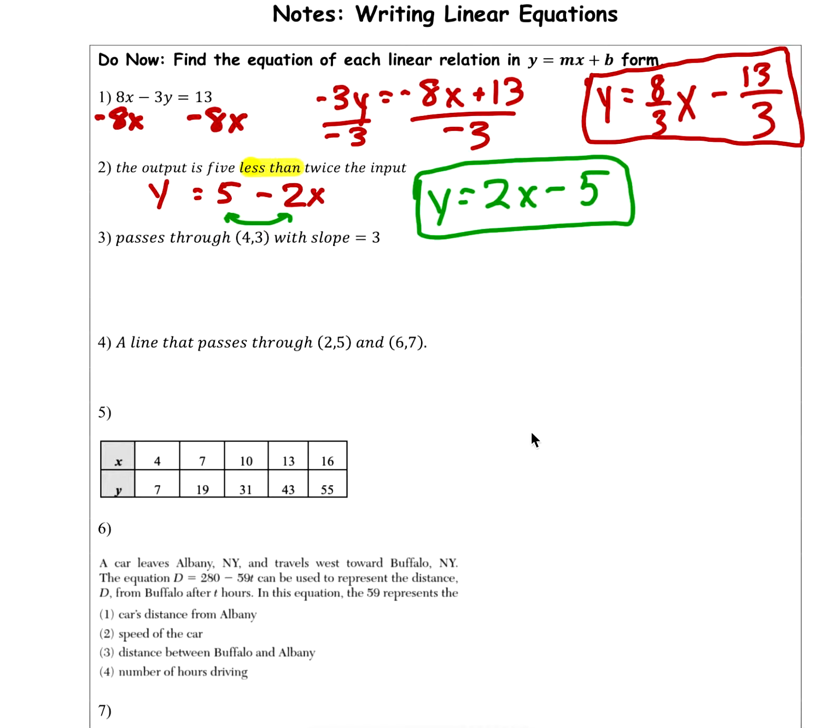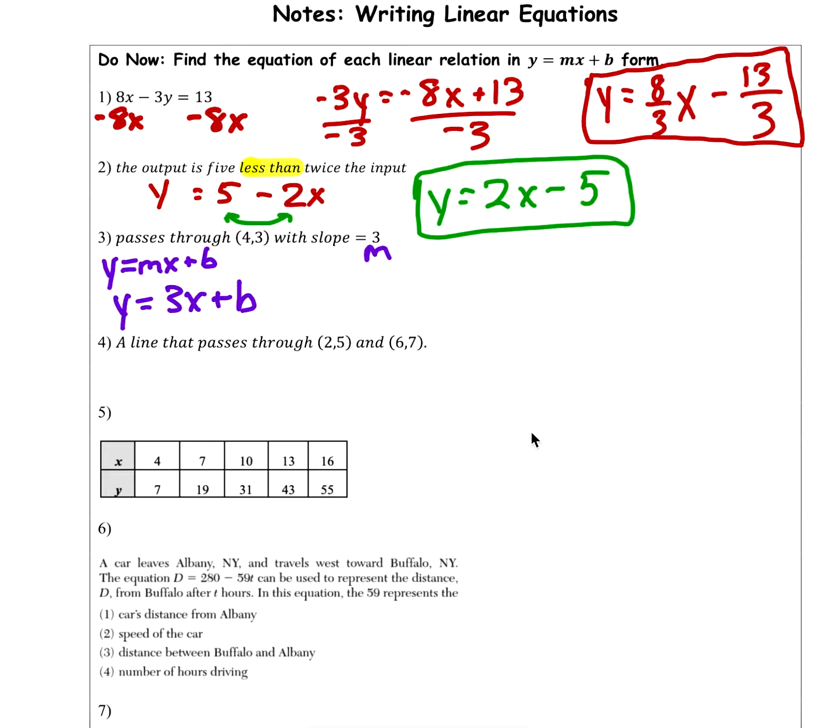Let's take a look at number 3. Number 3, it's a line that passes through 4, 3 and has a slope of 3. So in our y equals mx plus b, I need to fill in for the m and the b to get into y equals mx plus b form. I already know the slope. M is 3, so that'd be y equals 3x plus b. We don't know the y-intercept yet. We don't know that b value.